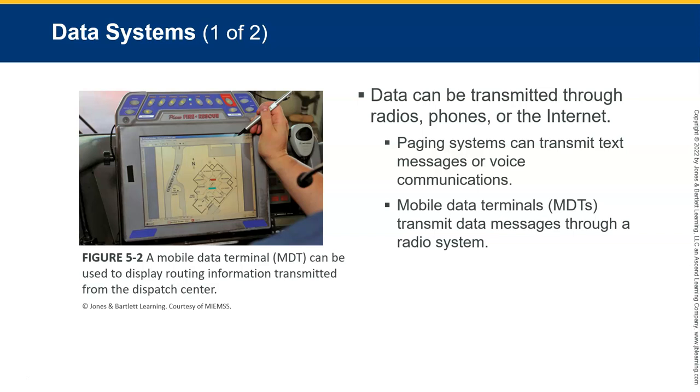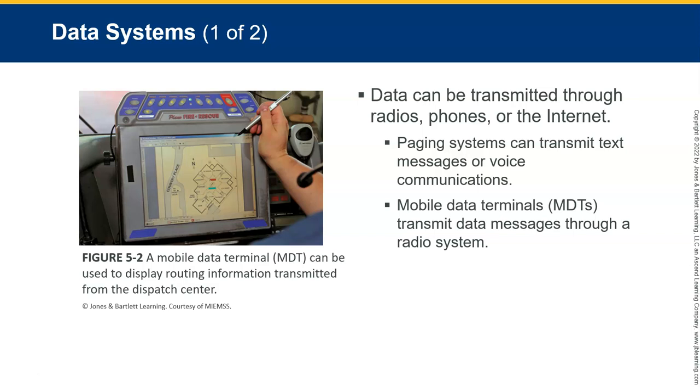So data systems. Now, communication systems are increasingly used to send and receive data. All that data can be transmitted through radio, phones, or the internet. And then paging systems, they can transmit text messages or voice communications. So you do have an MDT like you see, and maybe you're lucky enough at your service you have something like an MDT. Transmit data messages through a radio system and are frequently incorporated into a mobile radio system. So that's what we're talking about with an MDT.